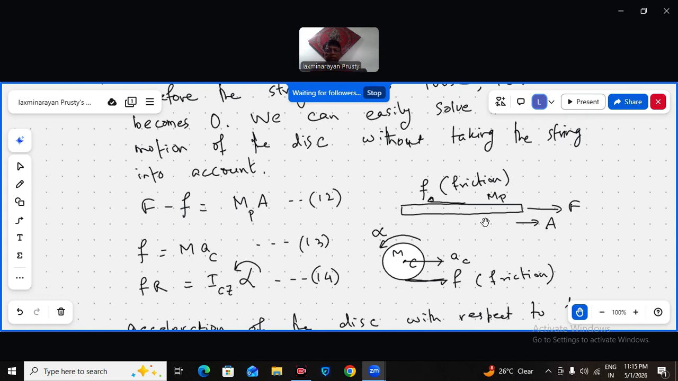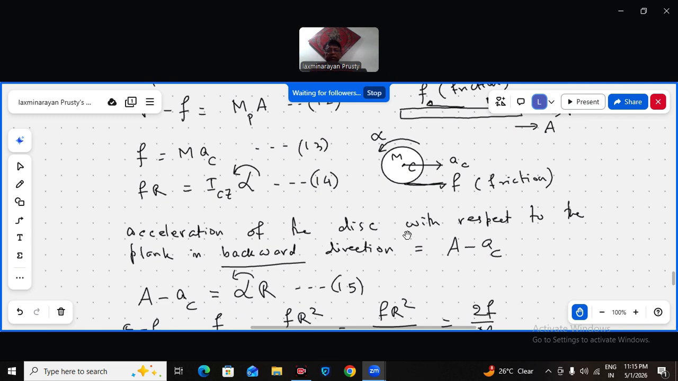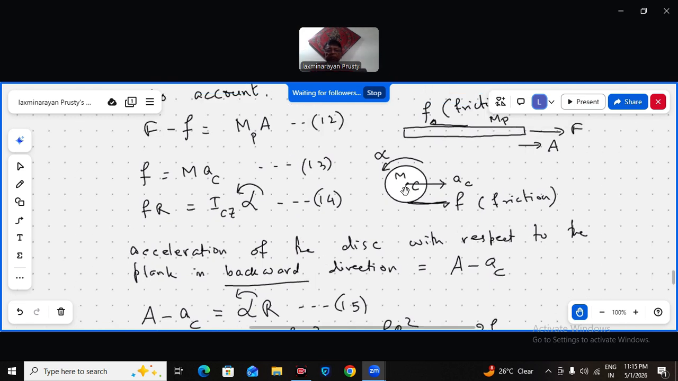So here for the Planck, it is capital F minus small f is mp into capital A, the acceleration of the Planck. Small f is m, mass of the disk, into AC, and fr is ICZ alpha. Okay, acceleration of the disk with respect to the Planck in backward direction, how much? This is alpha. Let's find out the acceleration of the disk with respect to Planck in backward direction. With respect to Planck, the acceleration of the disk in forward direction will be AC minus capital A. Backward direction will be capital A minus AC.